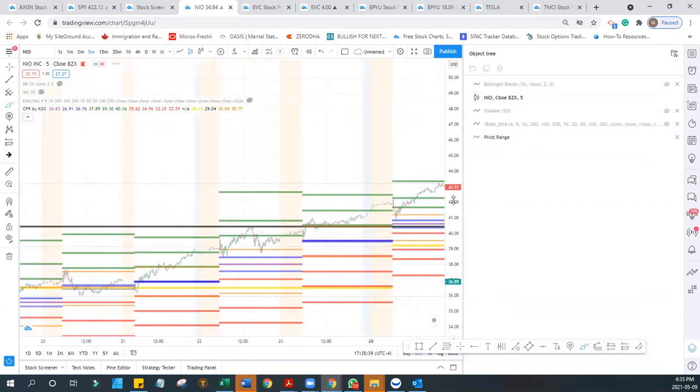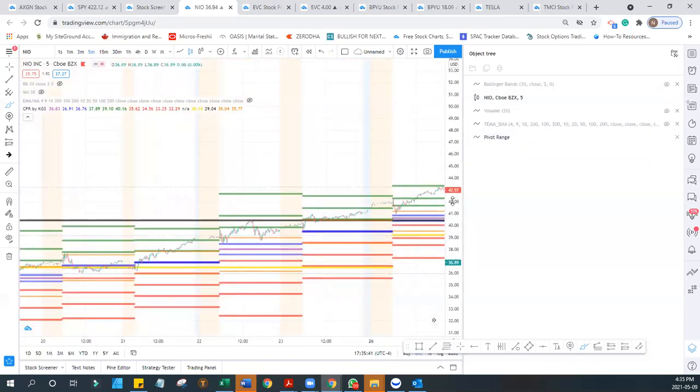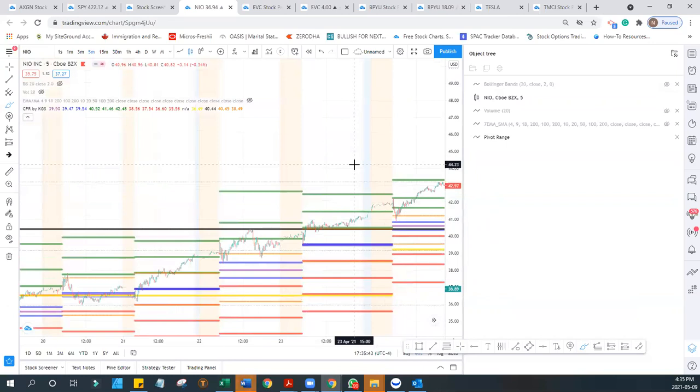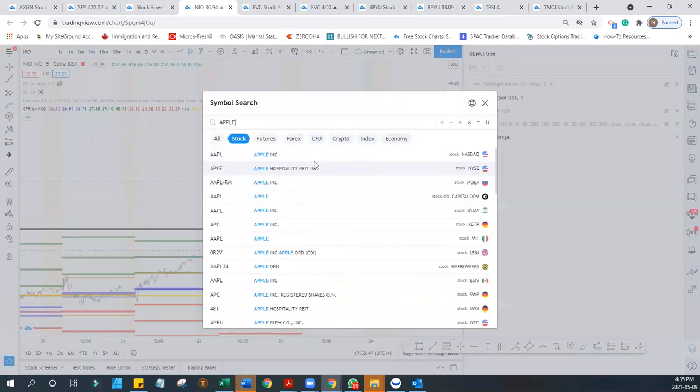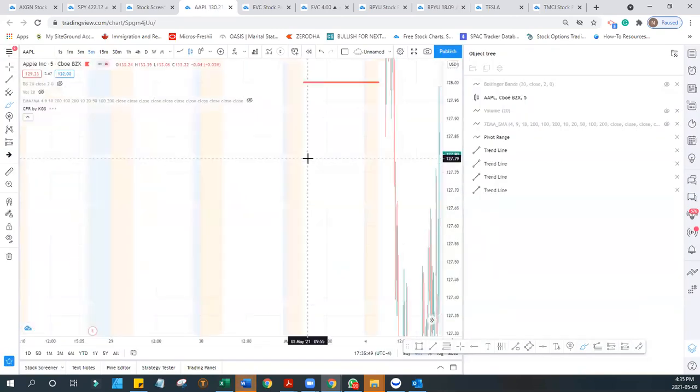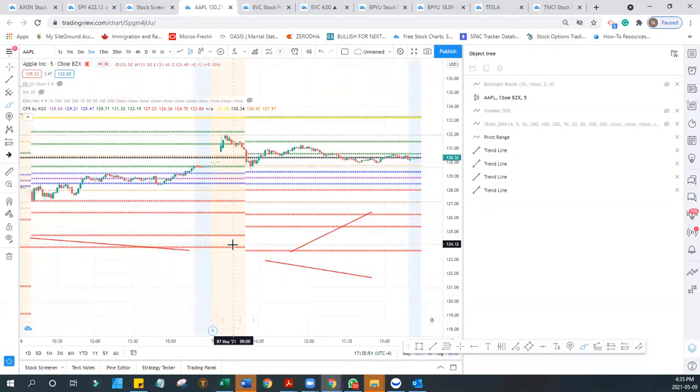So can you show this to us on Apple? Apple, I can show you Apple, orange, anything. It works the same. It works everywhere, right?